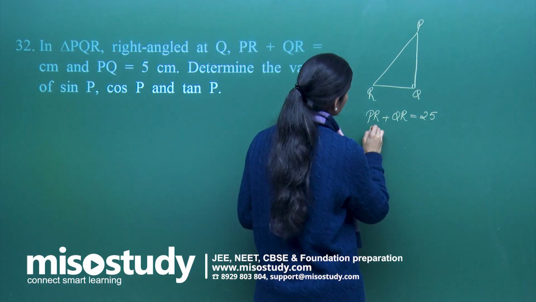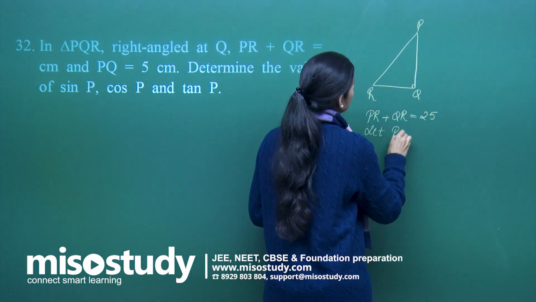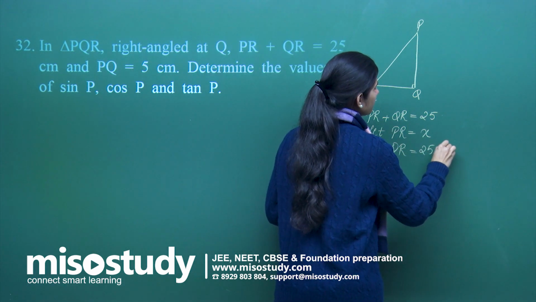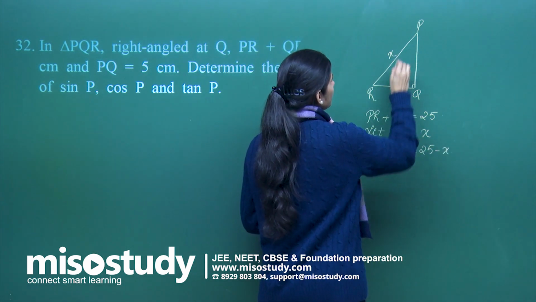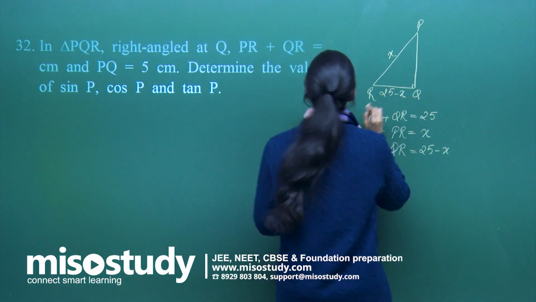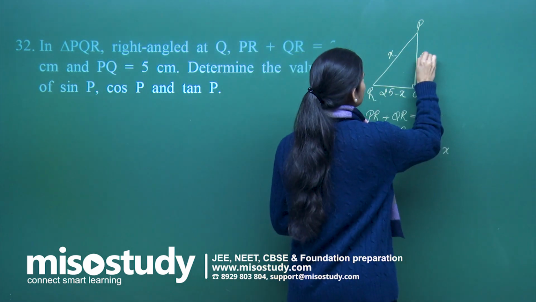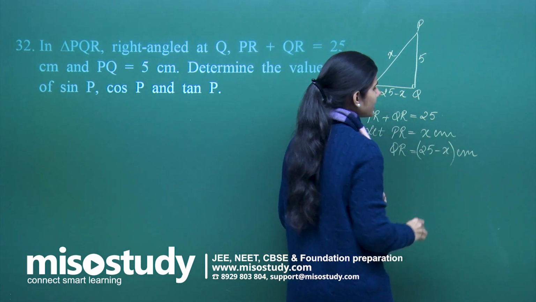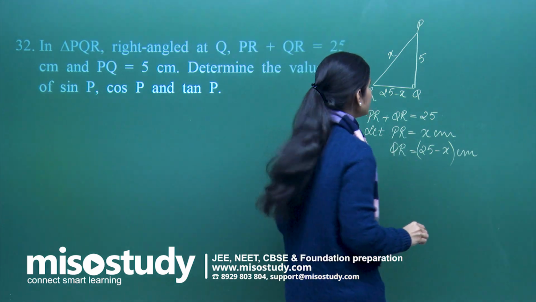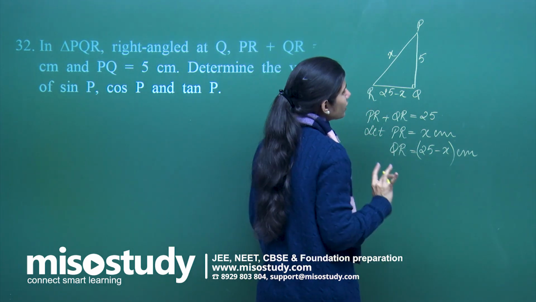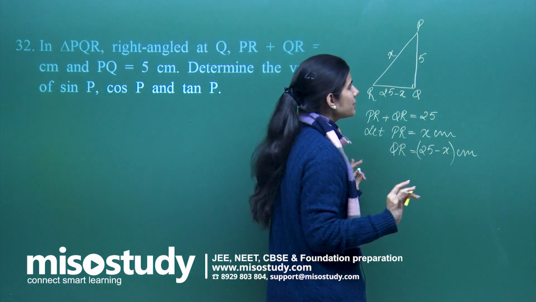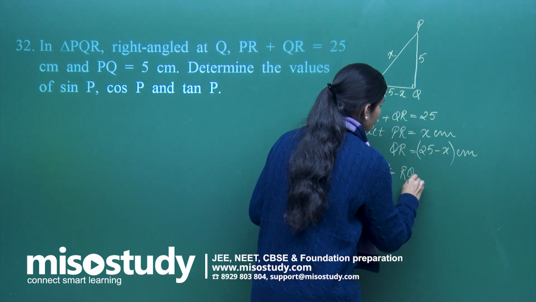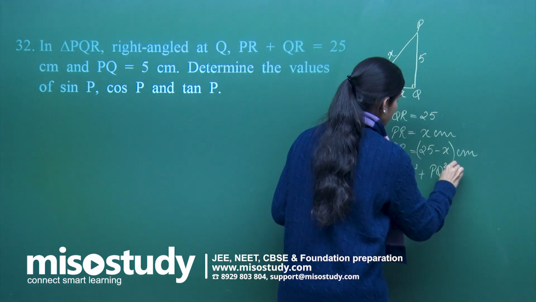So I can say one thing, let PR be equal to x, then QR is 25 minus x. It is also given to me that PQ is 5 centimeters. So PR is x centimeters, QR is 25 minus x centimeters, so PQ is 5 centimeters. And therefore now I am going to see that Pythagoras theorem can be applied. So PR square is equal to QR square plus PQ square.